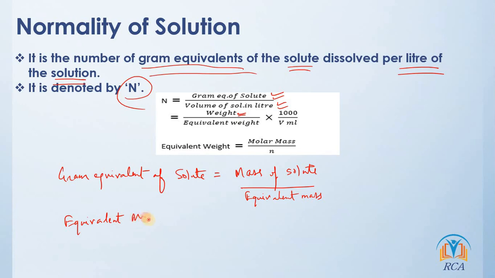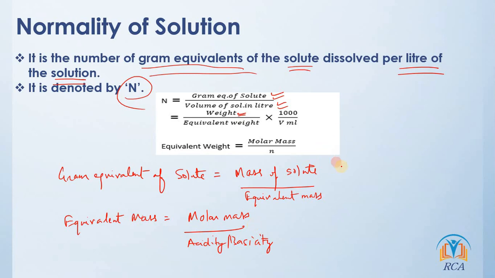Then equivalent mass can be found by dividing the molecular mass of the solute by its acidity or basicity. Now, what is acidity or basicity? Acidity is the number of hydroxyl ions that a base will liberate in a solution. It's absolutely opposite: acidity is calculated for a base, and basicity is calculated for an acid. Basicity is the number of H plus ions that an acid can produce in a solution, right?